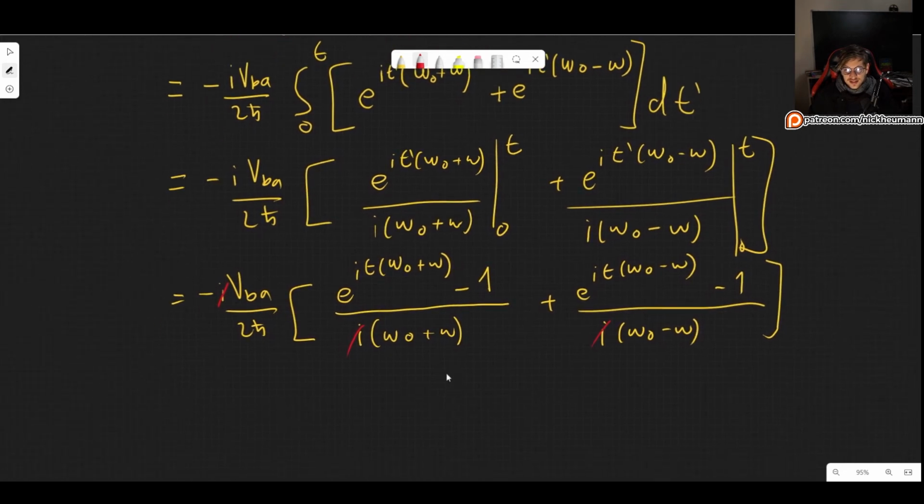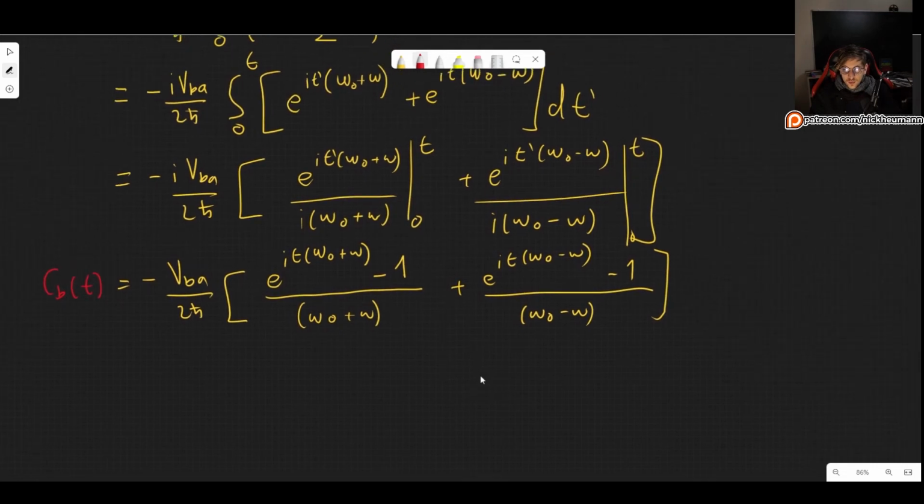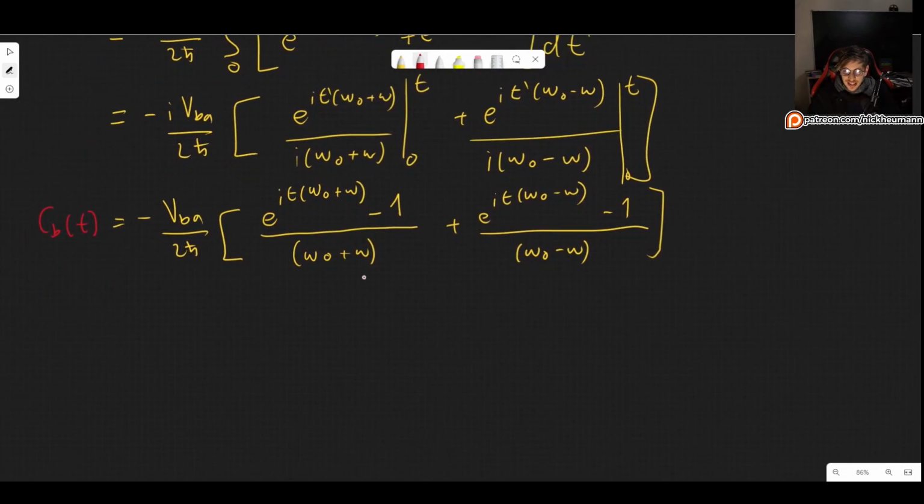And now this is CB as a function of time. I will get rid of our i's here since we already simplified them. And in principle, this is what we are looking for. This gives us the probability, but it's a bit hard to understand. So what we need to know now is that we will be dealing with situations where, since we are going to be applying this to the theory of light, we will be dealing with frequencies of about 10 to the 14 hertz.